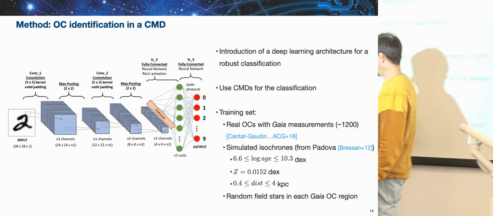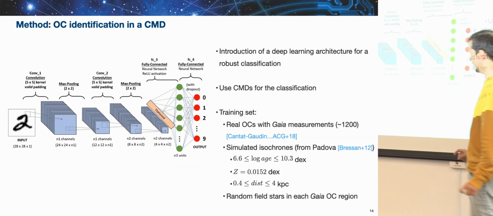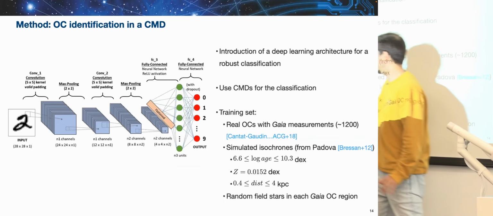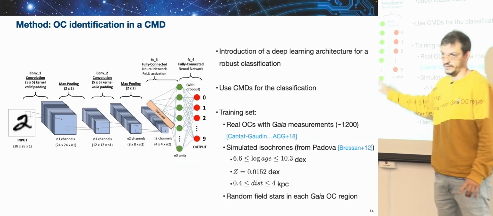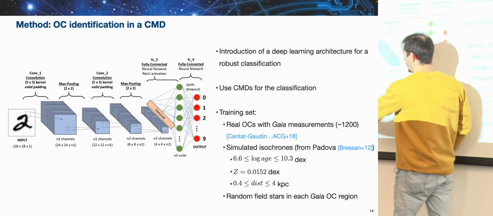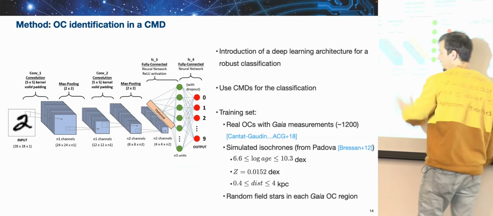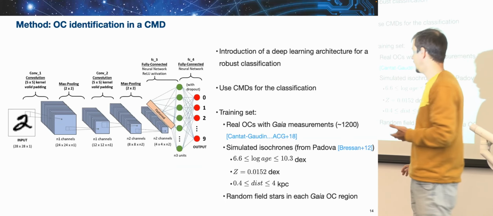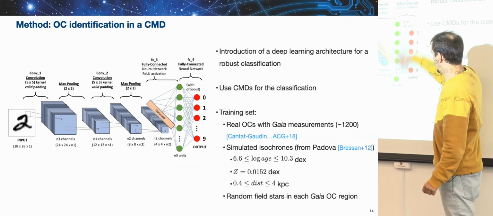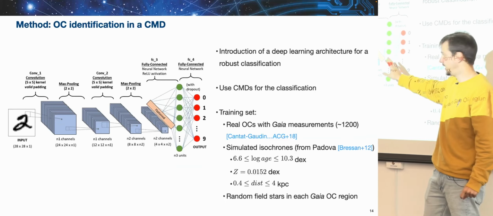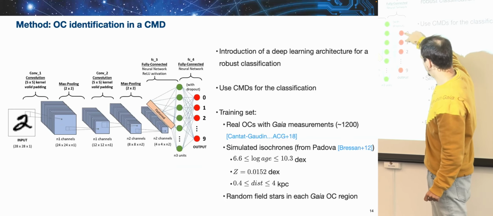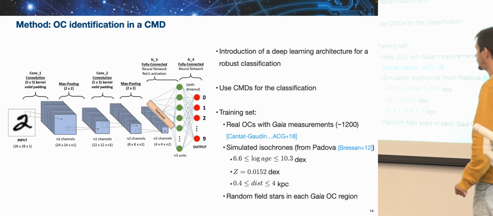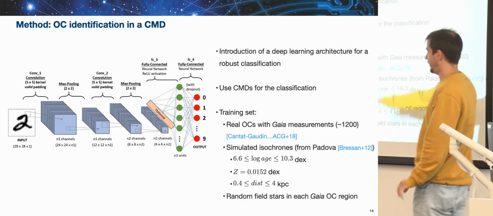This is just a Google image I took from the handwritten digit recognition. But actually, the architecture that we use is very, very similar to this one. So we have a set of convolutional layers where it learns the structure of the correlations on the color magnitude diagram, and then they are flattened out and go to the classification layer. Here we only have 2 possible outputs, which is cluster or not cluster. But yes, we use a very similar one.